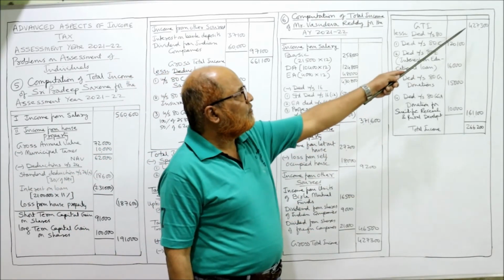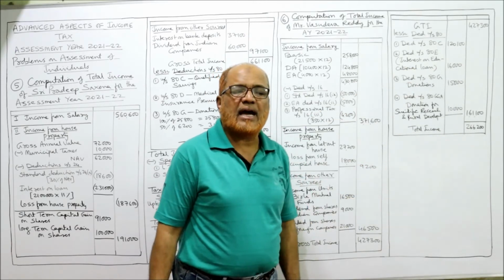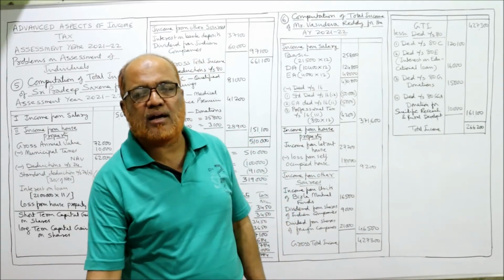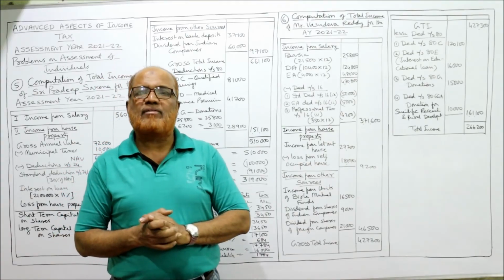Now deduct 4,27,300 minus 1,61,100. 2,66,200 is the total income of the SSC. That's it. So each and every point I have explained.